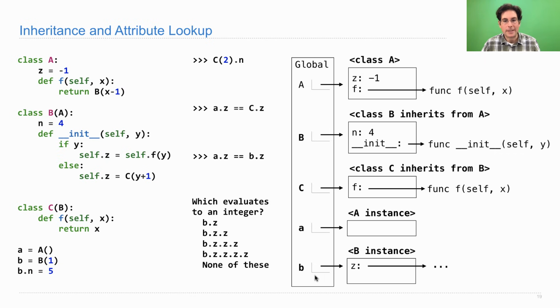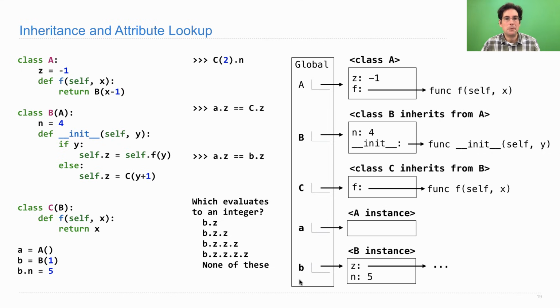So I look up B in the current environment. It's this instance. Setting n equal to 5 means that I add an attribute here. This has no effect on B's class or its base class. Instead, it's just a change to this particular instance.